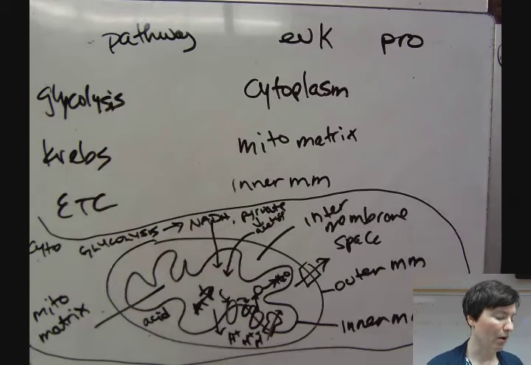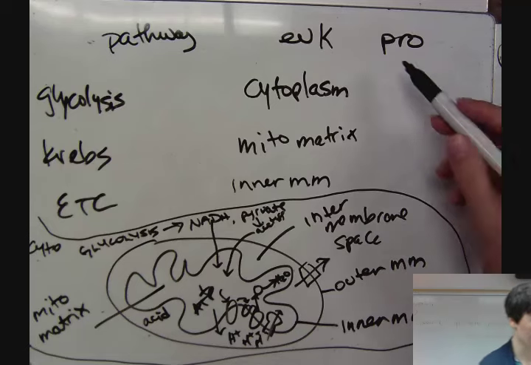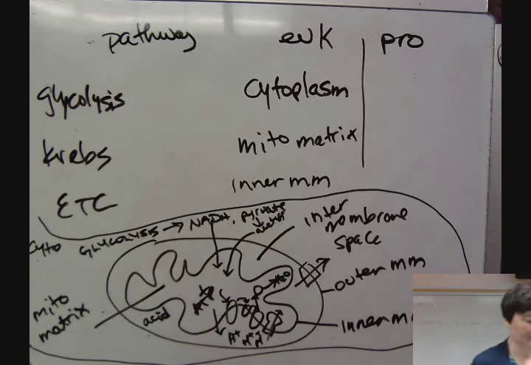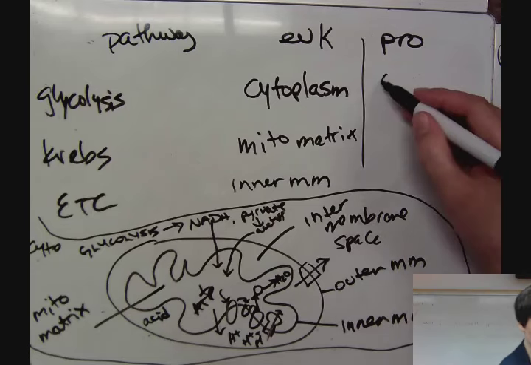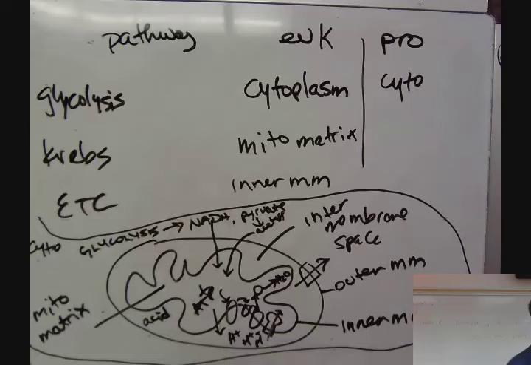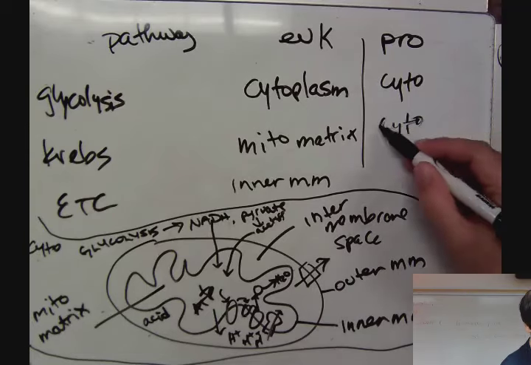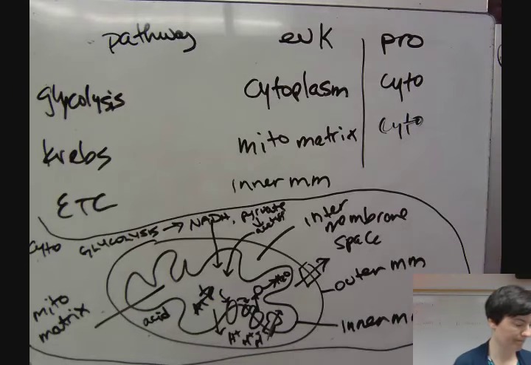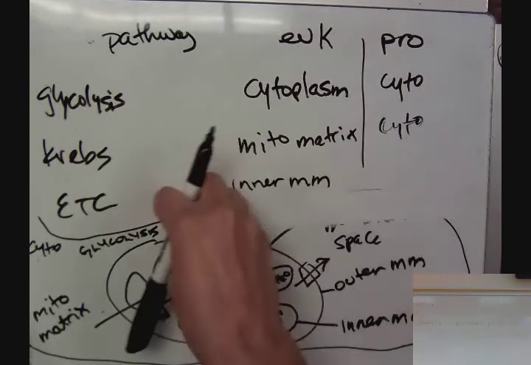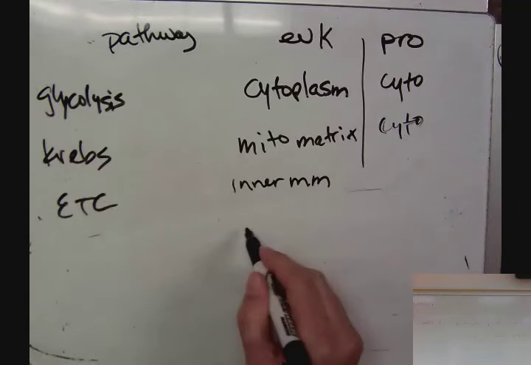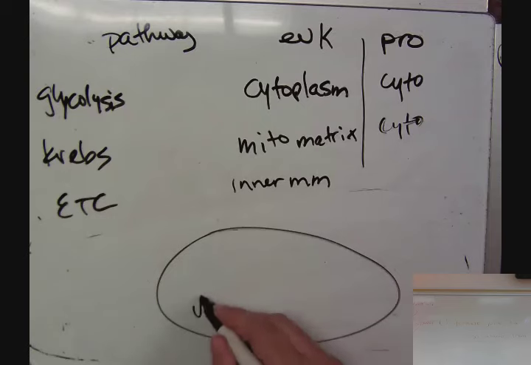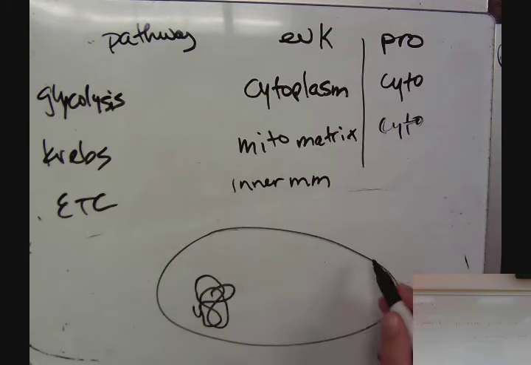Let's talk about where all of this stuff happens in a prokaryotic cell. So where does glycolysis happen in a prokaryotic cell? Still in the cytoplasm. Where does the Krebs cycle happen? Still in the cytoplasm. Where is our electron transport chain? Let's draw ourselves a little prokaryotic cell. Here it is. We got some DNA, no nucleus. Here's our electron transport chain.